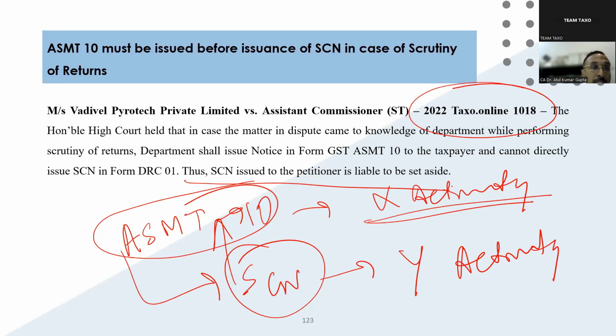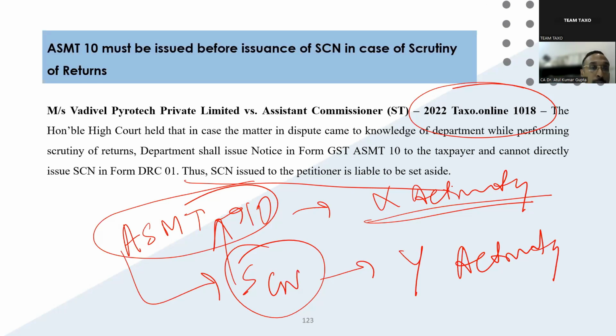Please share the presentation. Can we get the presentation? No sign on DRC 01. You can always challenge if there is no sign. Vinayji, Anup ji is asking, is there any time limit to invoke section 75-12? Okay, I will check, Anup ji, and I will reply to you separately.